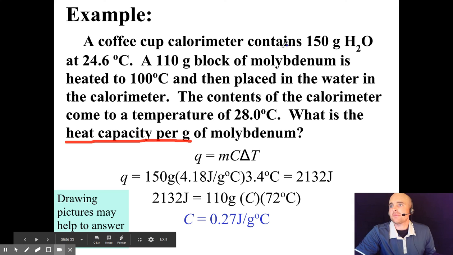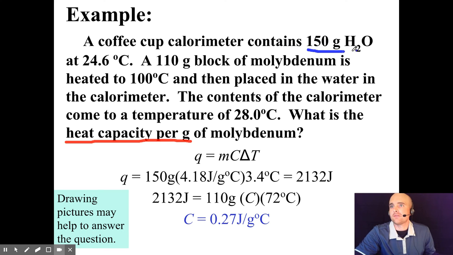So a coffee cup calorimeter contains 150 grams of water at 24.6 degrees Celsius. This one refers to the molybdenum heated to 100 degrees Celsius. Then they're placed in the water calorimeter, and the contents of the calorimeter come to a temperature of 28 degrees Celsius. Okay.